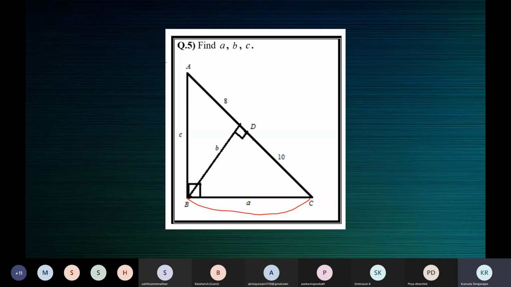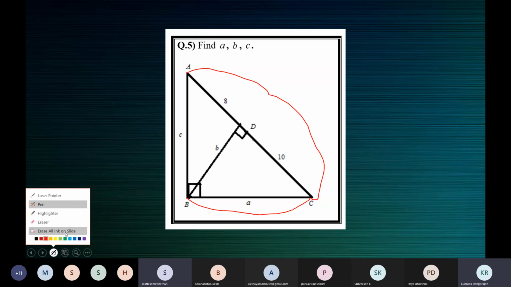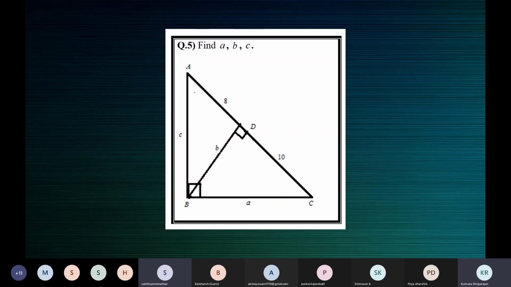See, we know that the square on the hypotenuse, AC square. What is AC square? AB square plus BC square. Pythagoras theorem. AC square is AB square plus BC square. We are now trying to find AB square, not using Pythagoras theorem, but using similar triangles. AB is a leg. AB square.